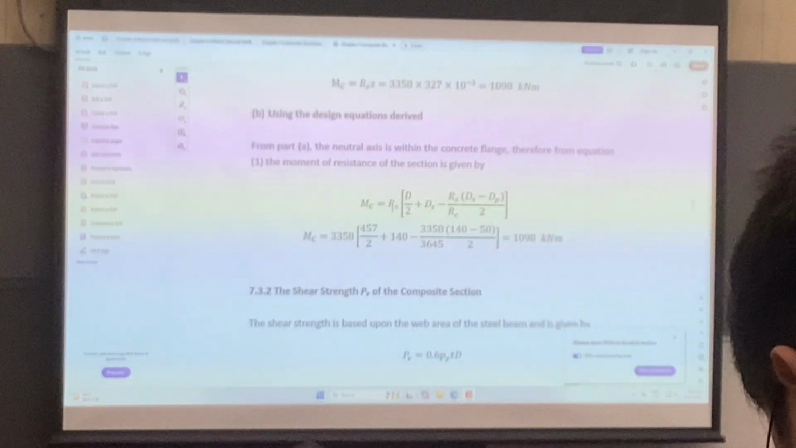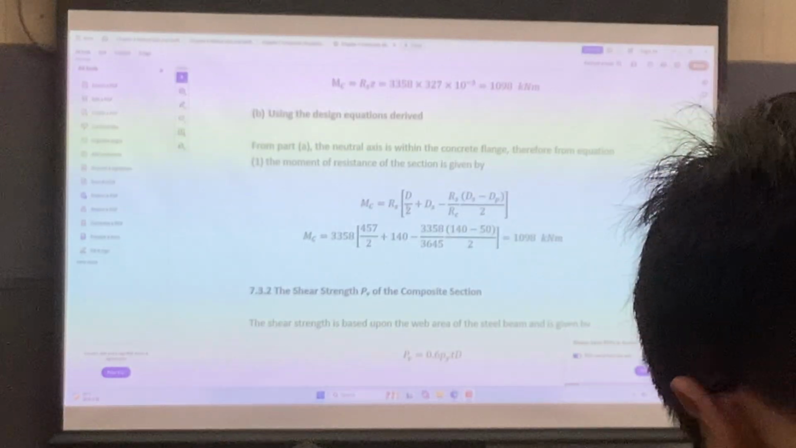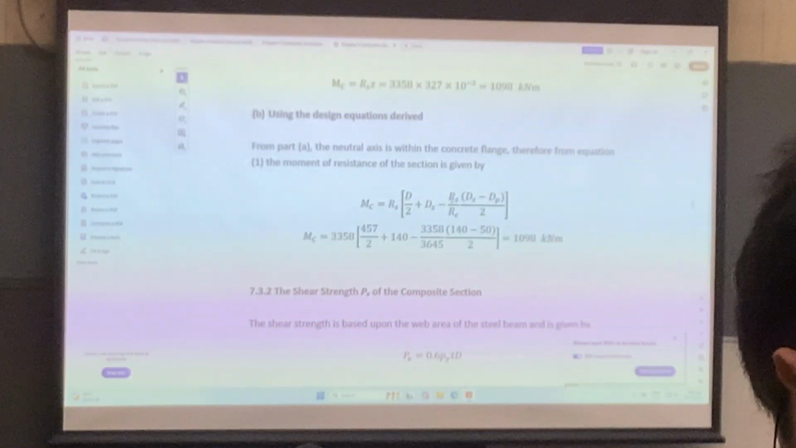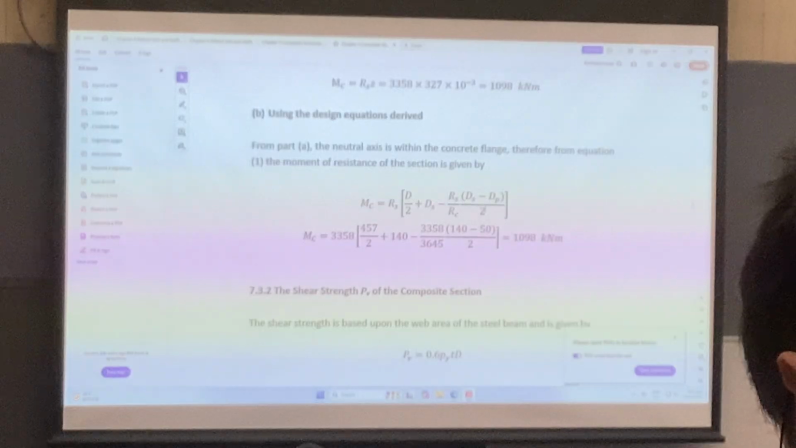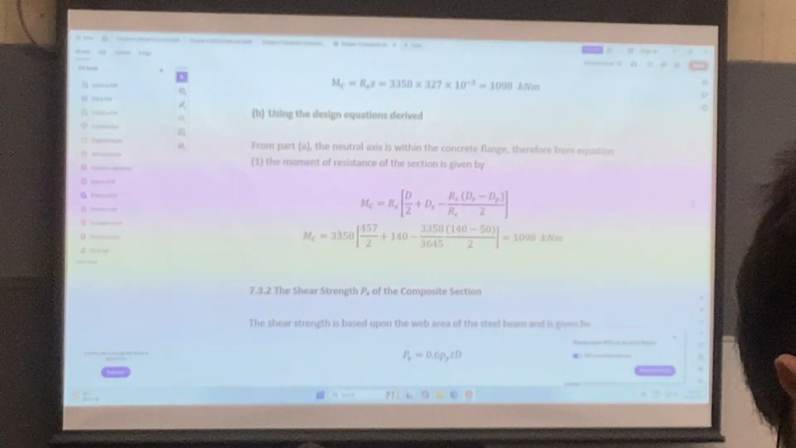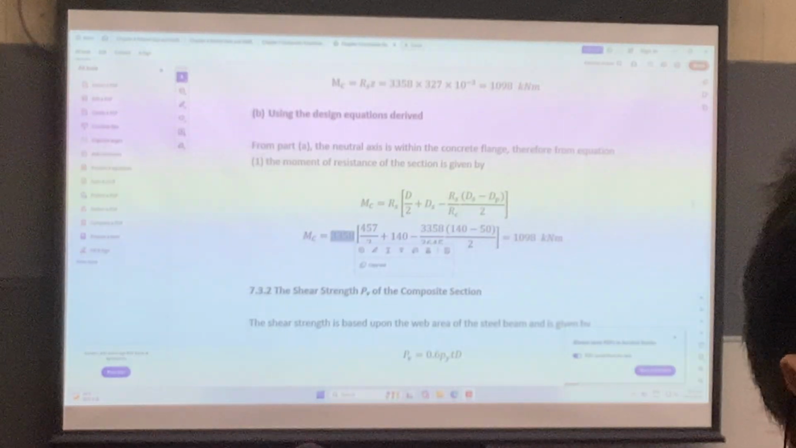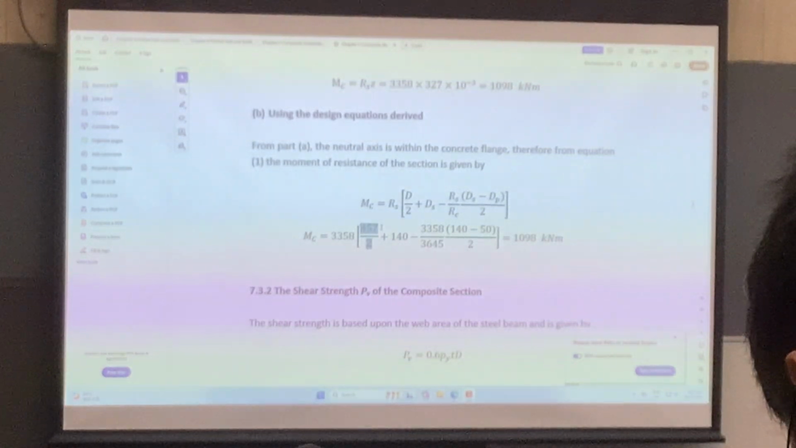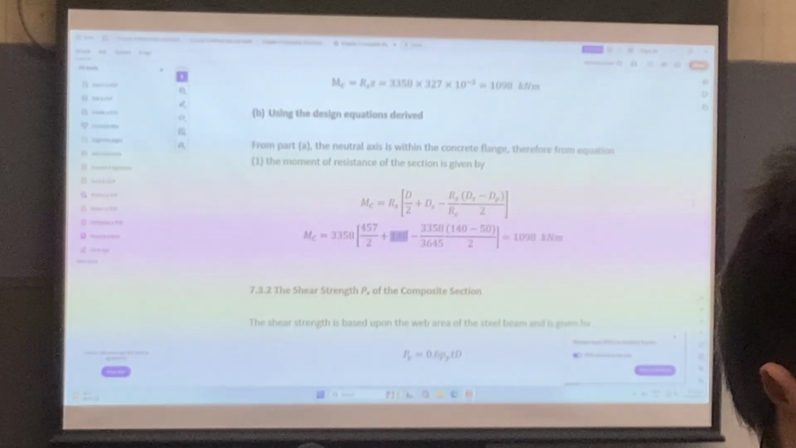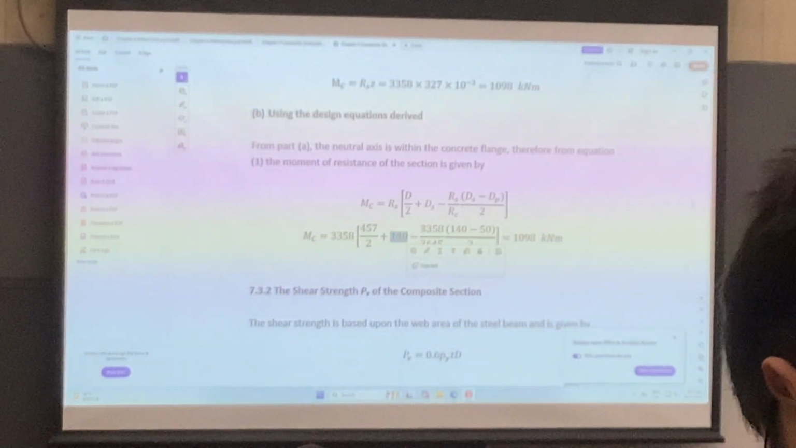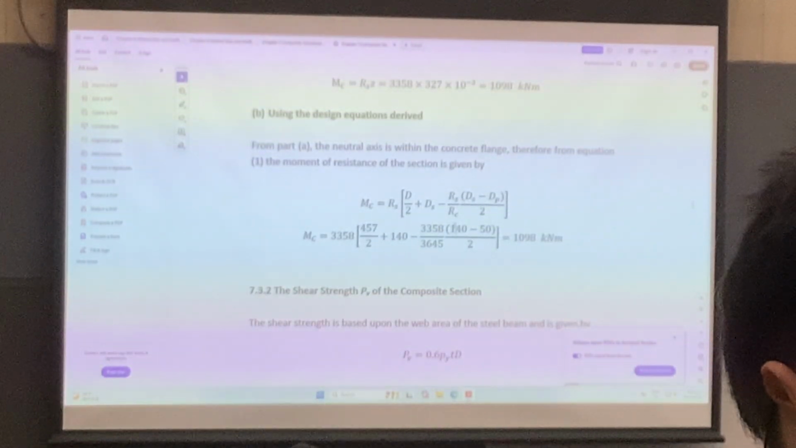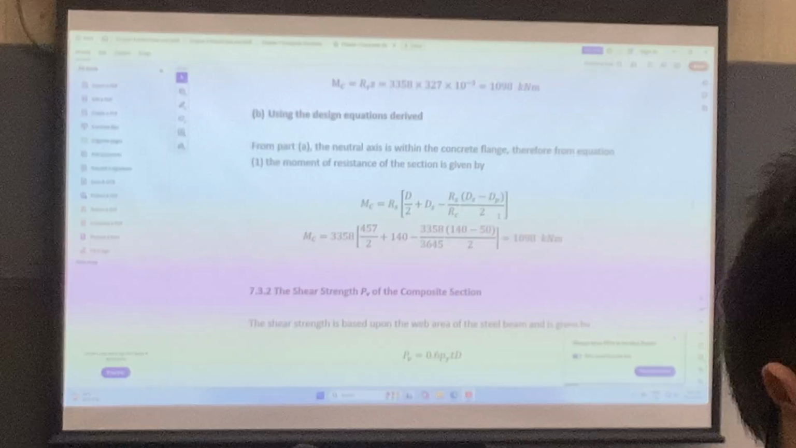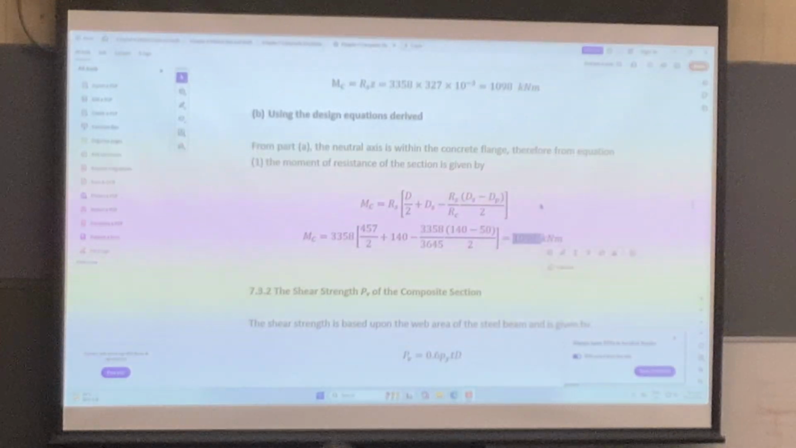You can see that you have Rs d over 2 plus (ds minus Rs over Rc) times (ds minus dp) divided by 2. Rs is the steel capacity, 457 is the overall depth, 140 is the slab depth, and Rc is the concrete capacity. You have ds minus dp, so you have the equation. From that, you can get 1090 kNm.